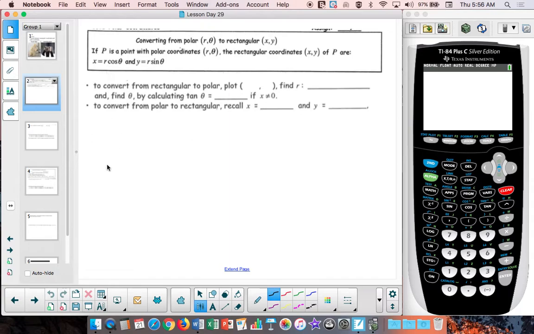So an x coordinate is the same thing as r times cosine theta. Y is equal to r times sine theta. And that should make sense just because cosine theta is x on our unit circle, sine theta is our y value on our unit circle, and beyond that it just gets scaled.